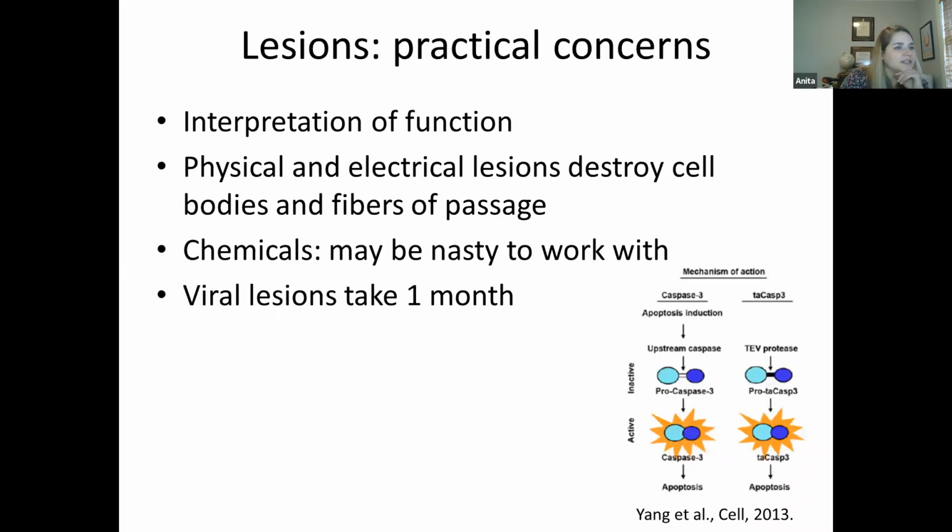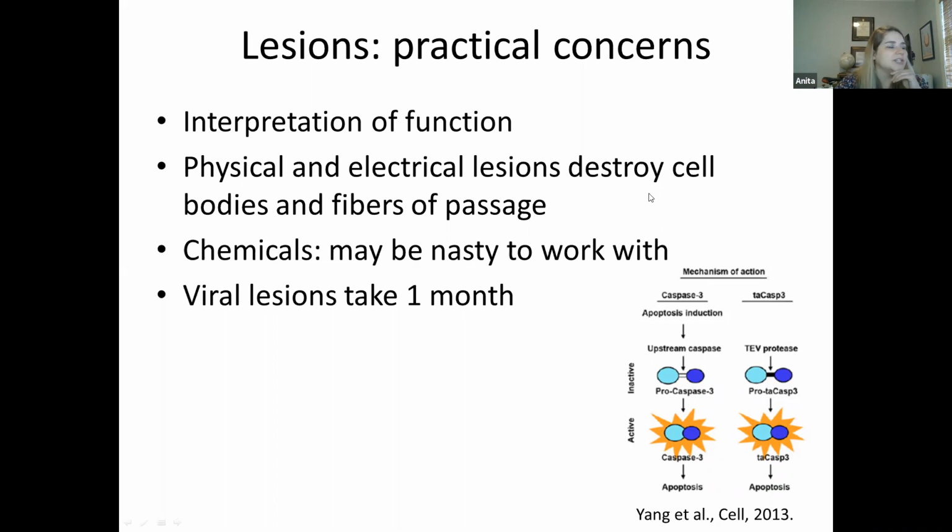So basically there are some practical concerns. Again, going back to their first slide, there's a little bit of an issue with the interpretation of function. If you're trying to damage a brain area and say, oh, X was, the mouse couldn't do this behavior afterward. The question is, well, does that behavior live in that brain area? Is it just part of the circuit? Or is it, in the case of the frog, you cut off the legs? So there's some issues with interpretation.